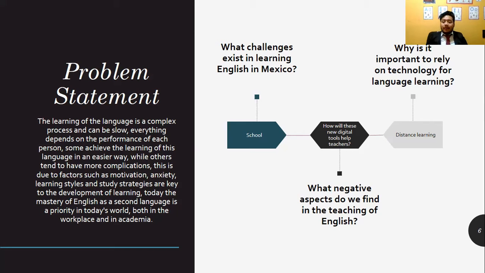Who will these digital tools help? Teachers. These tools can help teachers to complete or reinforce the knowledge or the topics that we checked in the classes. The asynchronous way has better learning results. These are the positive aspects of technology.